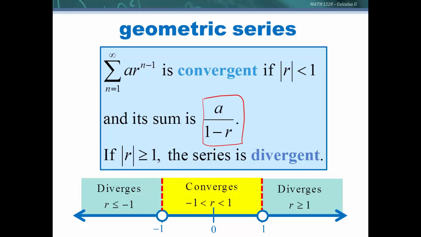So notice this is the same as it was with the geometric sequence, except that with the geometric sequence we had this colored in because at 1 it converged to 1. But if you're summing up the terms in that sequence and it was 1, 1 plus 1 plus 1 plus 1 just keeps getting bigger, and so it will diverge if we're looking at the series. So it looks similar, but we do not include 1 for a convergent geometric series.